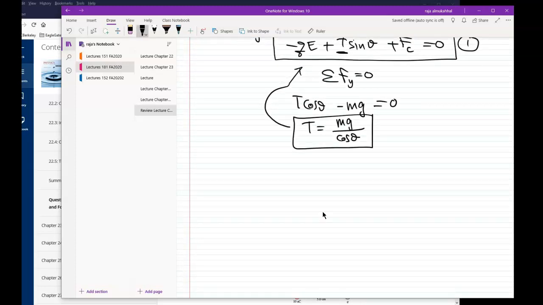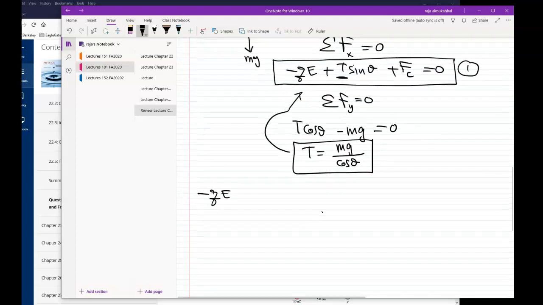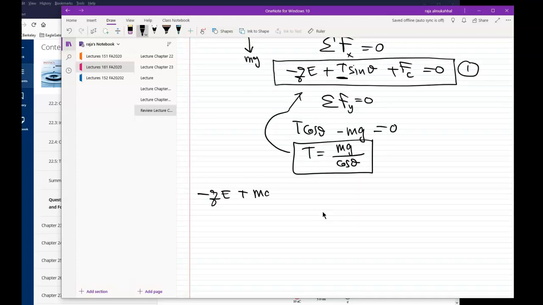So when I do that, I'll end up with the following expression: minus QE plus mg tan theta plus F sub c equals 0. Now F sub c, well, what is F sub c? It's just a Coulombic attraction between them.